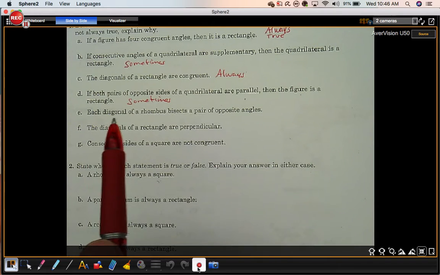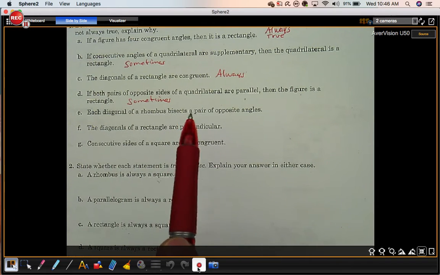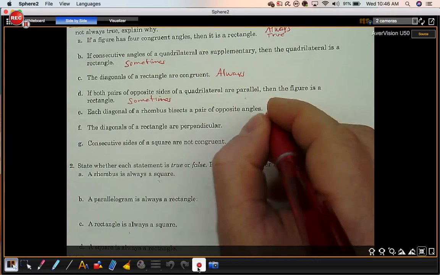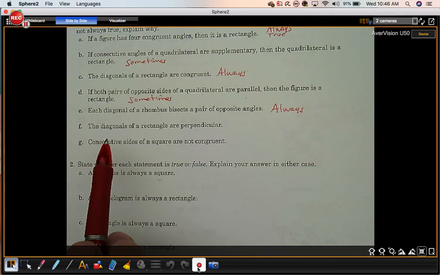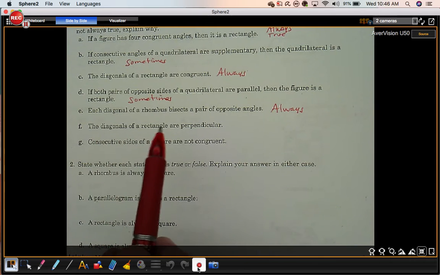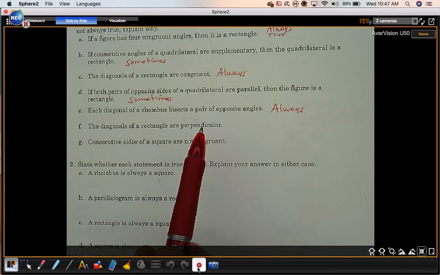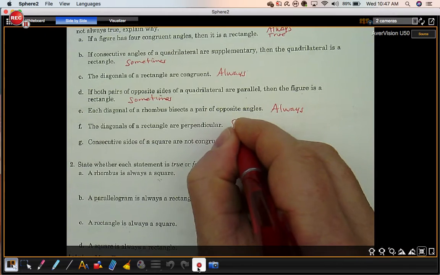Part E. Each diagonal of a rhombus bisects a pair of opposite angles. That's always true. F. The diagonals of a rectangle are perpendicular. I'm going to put sometimes for this.